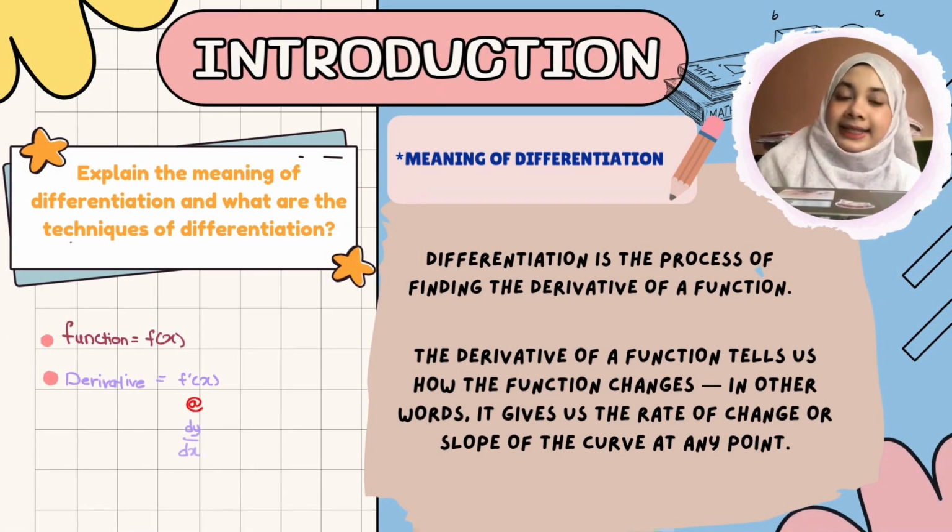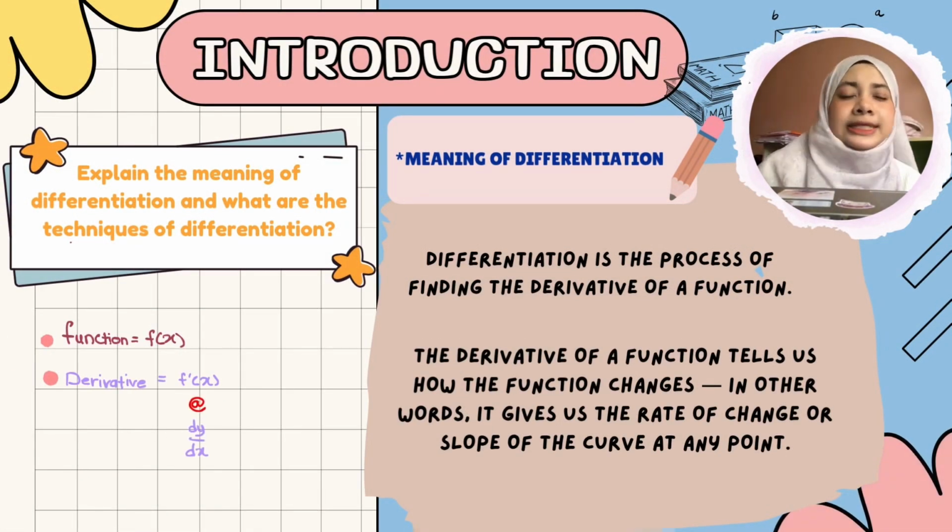So, what exactly is differentiation in calculus? Well, in simple terms, differentiation is the process of finding the derivative of a function. But what does that mean? In mathematical terms, the derivative of a function tells us how the function changes. In other words, it gives us the rate of change or slope of the curve at any point.